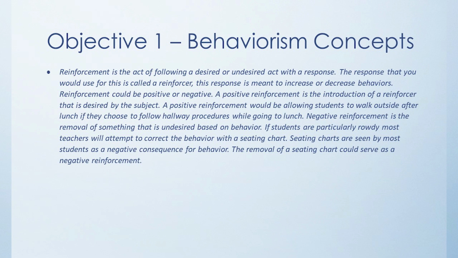A negative reinforcement is the removal of something that is undesired based on behavior. So if students are particularly rowdy, most teachers will attempt to correct that behavior with the seating chart. Seating charts are seen by most students as a negative consequence for behavior. So if the students act properly, we could remove that seating chart, and that serves as a negative reinforcement. We're taking away something that is undesired.